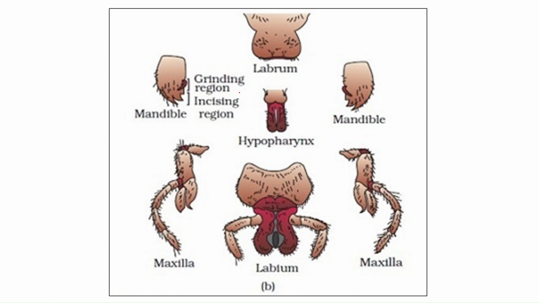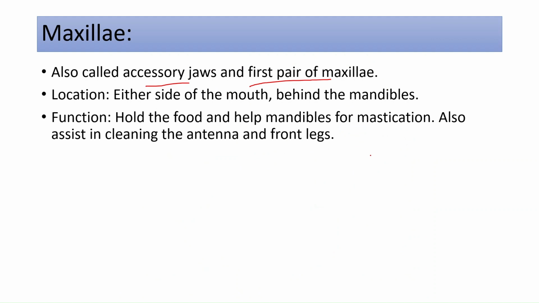So if you see over here, see these two structures over here, this is the maxilla. It is also paired. It is present behind the mandible, and on either side of the mouth. Okay, either side of the mouth behind the mandible, a paired structure. This is maxilla. Okay, so let's move forward.